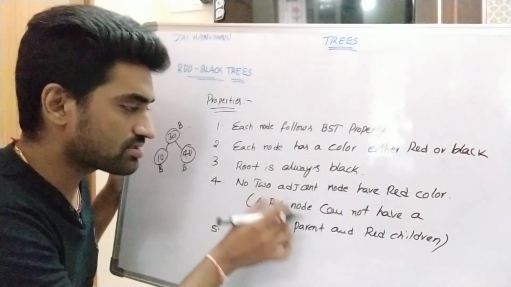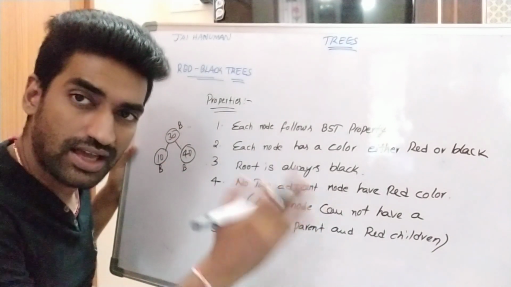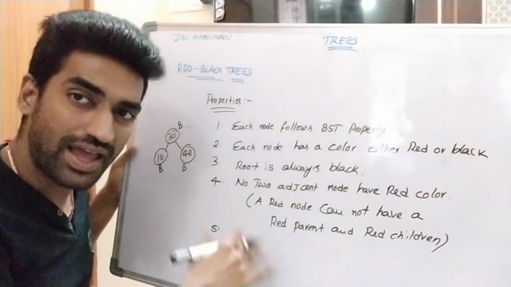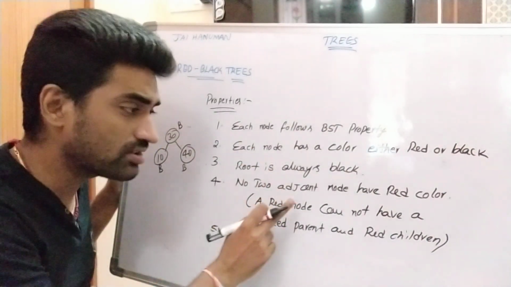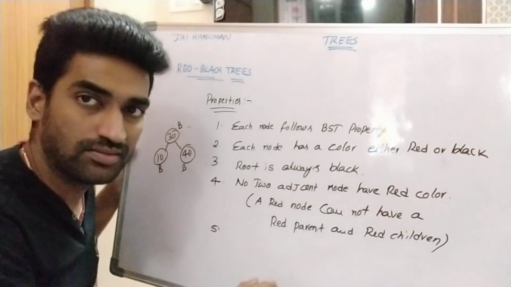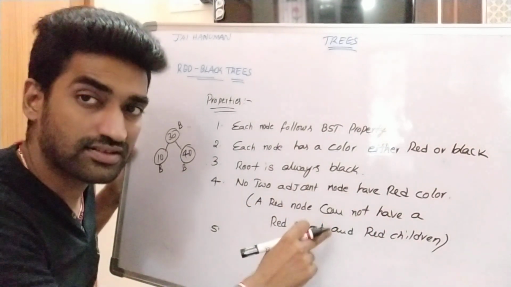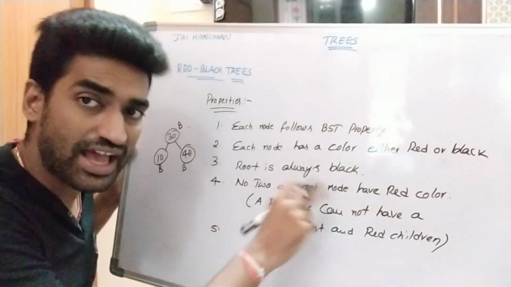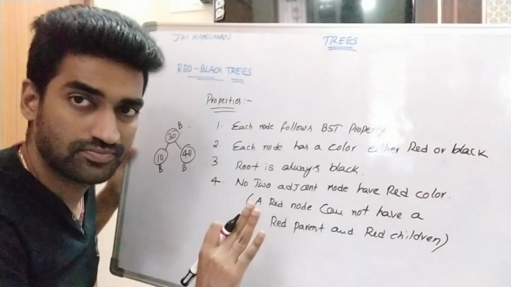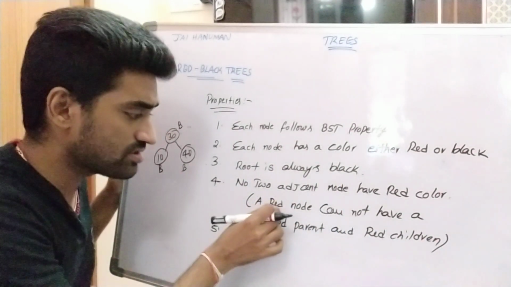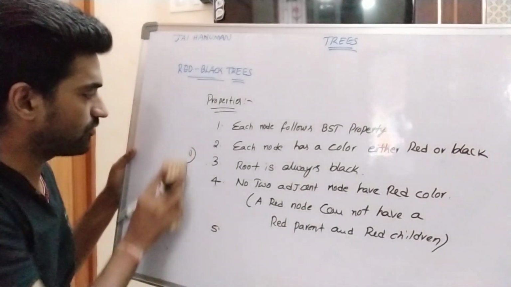Why? Because the constraint is only for red nodes, not for black nodes, right? So a black node can have a black parent and black child also. So the constraint is only for red nodes. So a red node cannot have a red parent and red children. So what is the meaning of this statement? A red node can have a black parent and black children, as well as a black node can have a black parent and black children, as well as a red parent and red children. Right? So here the constraint is only for red nodes, not for black nodes. Right? So that is the fourth property.